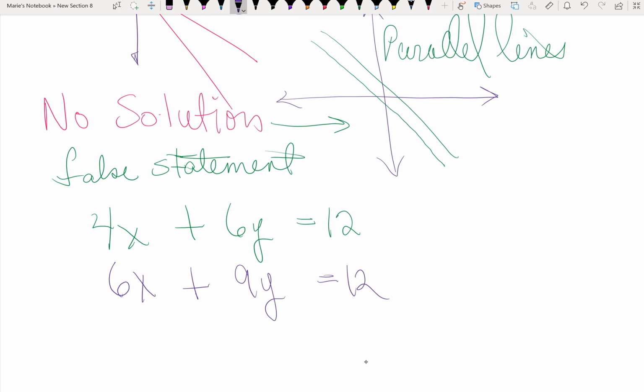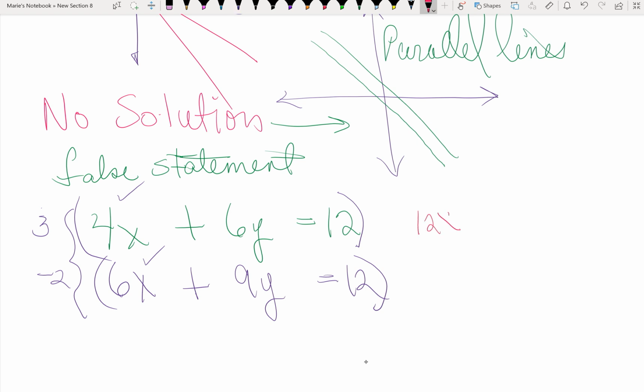You can use any method you like. So what I'm going to do is build them up, the x's, right here. I'm going to multiply this one by 3 all the way across, and I'm going to multiply this one by -2 all the way across.